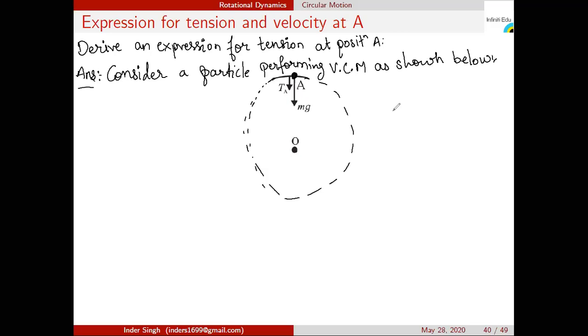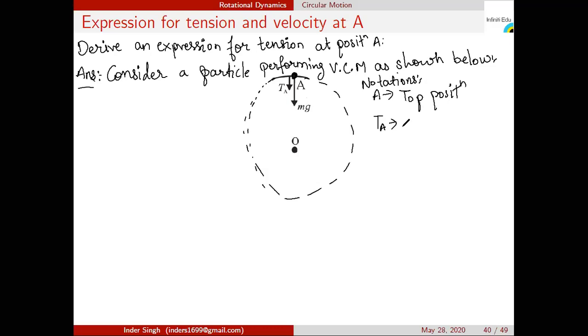So this is the vertical circular motion as shown below. Now what we have not mentioned is we have not mentioned anything. So what is A called? A is called the top position, right? After drawing the diagram, we should write the notations. So the heading is notations. A is the top position.